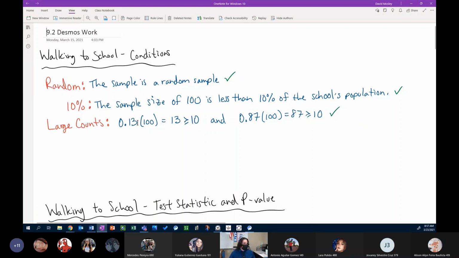Large counts: we have 0.13 times 100. The sample size is 13, which is greater than or equal to 10. And 0.87, right? 1 minus p times 100 is 87, which is also greater than or equal to 10. So the large counts condition has been met. So based on just those three conditions, which are actual things we can check, hard things, they're not like the sampling error type of things that Antonio validly brought up. Those are good things to consider, but unfortunately, it's not part of our conditions to proceed with our significance test.